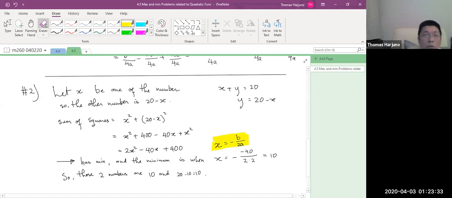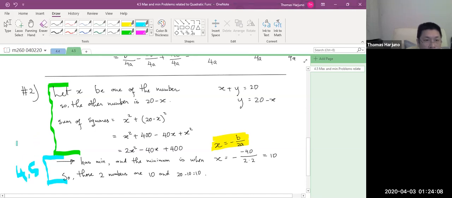Okay, that's for number 2. So here's the thing. What is new for us? What we did from 4.4 is actually up to here. That's what we did up to 4.4. Now in this 4.5, if the function or the expression we get turns out to be a quadratic, then we can go on to maximize, or in this case minimize, that. This is 4.5. This is 4.4.